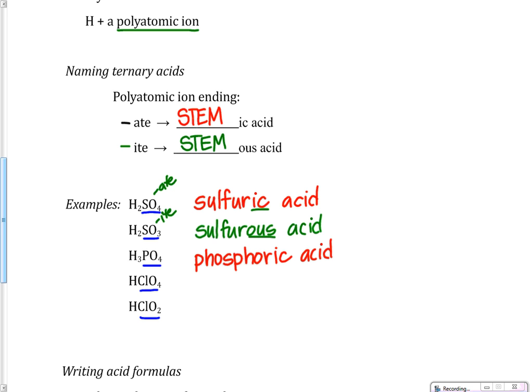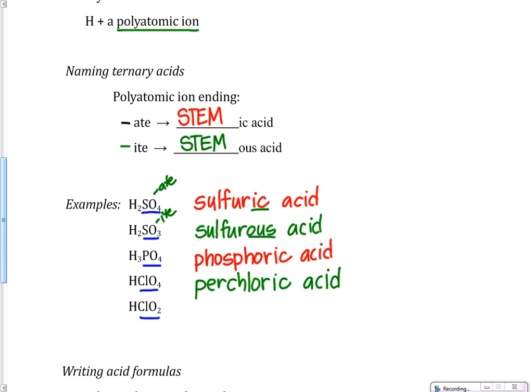Let's look up ClO4. ClO4 is called perchlorate. Since it ends in ate, we're going to take the ate off and change it to ic, perchloric acid.